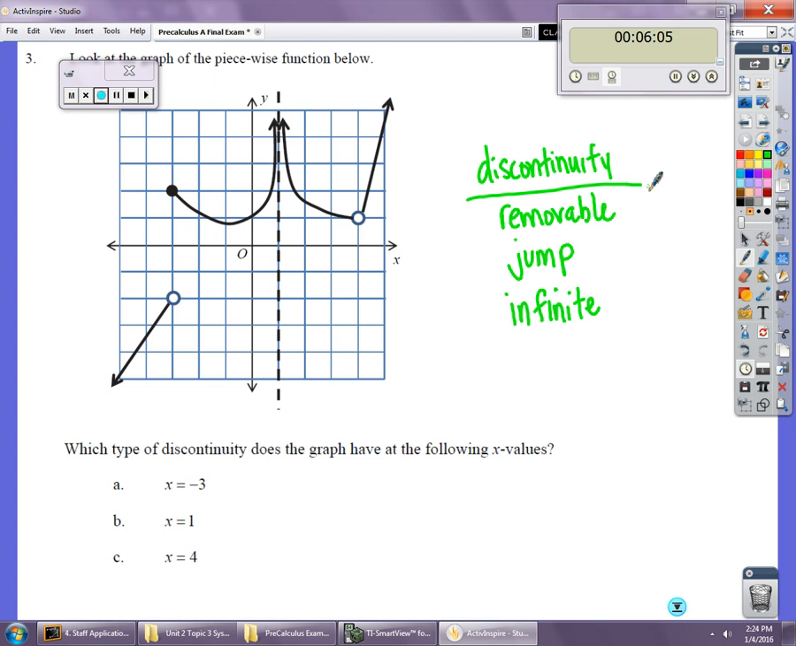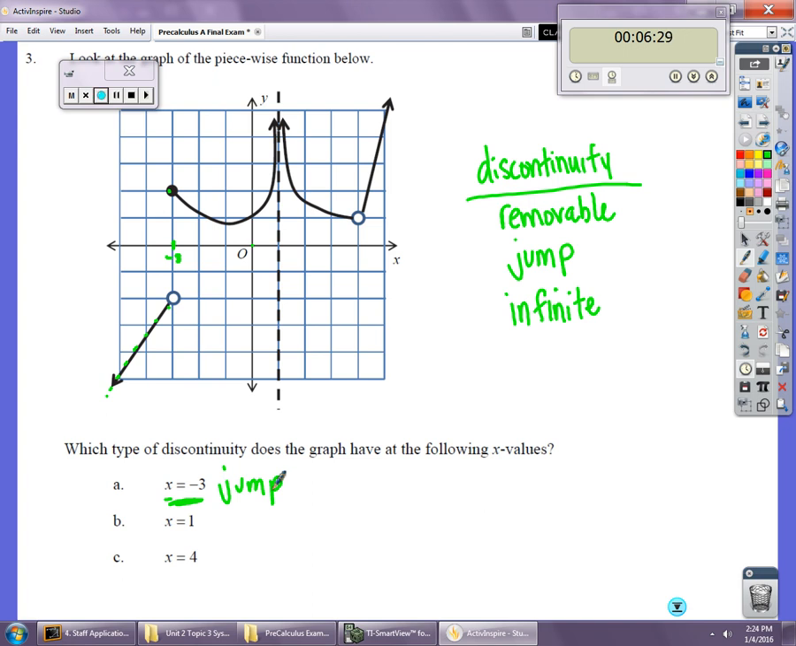Okay, so at x equals negative 3. If we come to our graph here, 0, 0 is right here. Okay, so if I go to x equals negative 3, that's right here, I can see that this graph actually jumped. I'd be coming along this way from left to right, I'd jump up to here, and then I would continue on. So this is the one that we would call jump discontinuity.